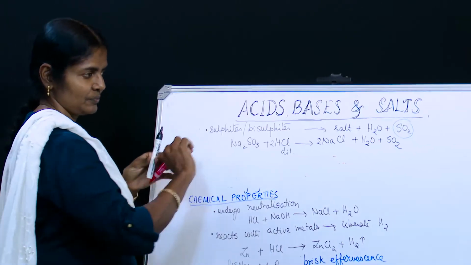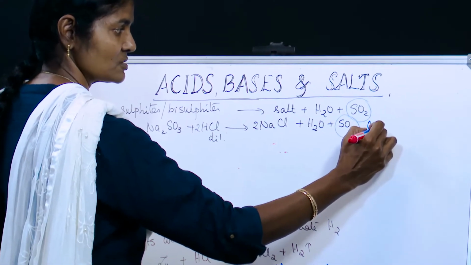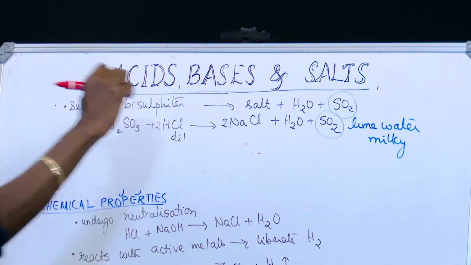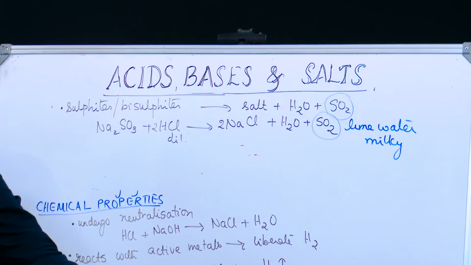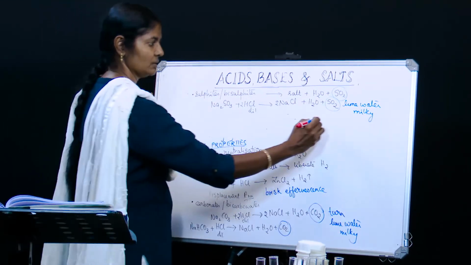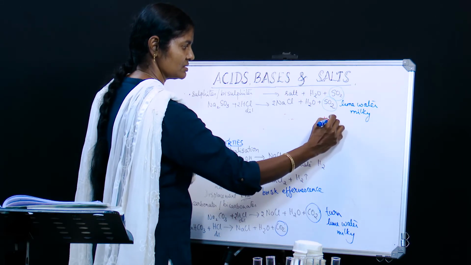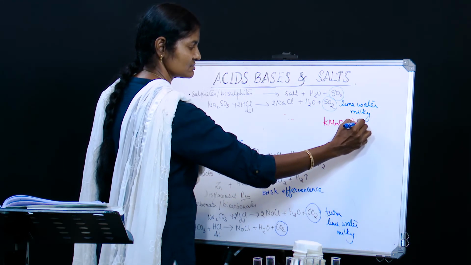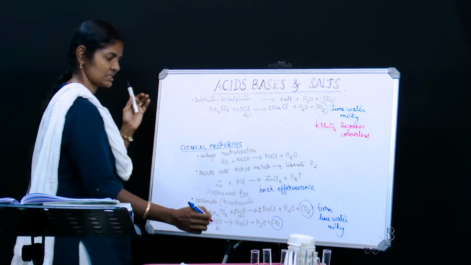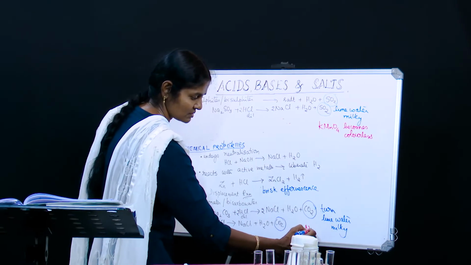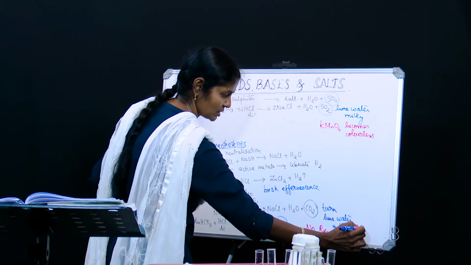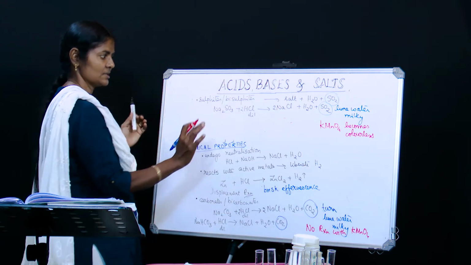Now the thing with this is, sulfur dioxide also turns lime water milky. Then what is the difference between the two? Carbon dioxide, when potassium permanganate is added, there is no reaction, but with sulfur dioxide the potassium permanganate becomes colorless. The pink color disappears and it becomes colorless, but with carbon dioxide there is no reaction with potassium permanganate. So that is the difference between carbon dioxide and sulfur dioxide.